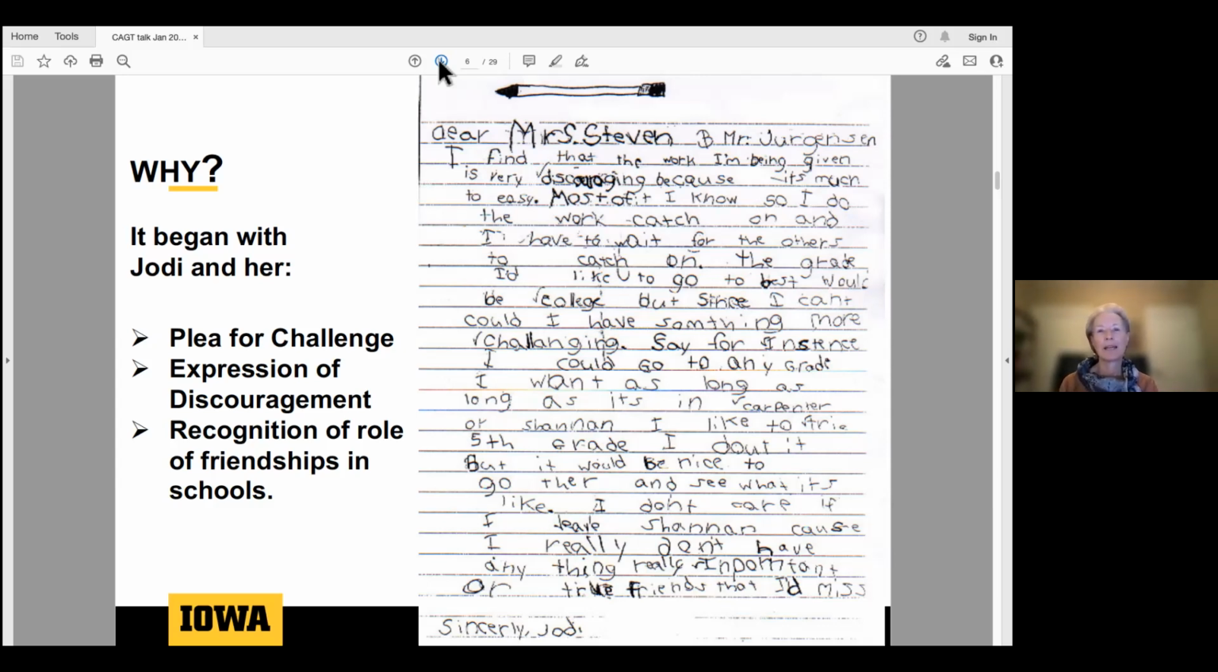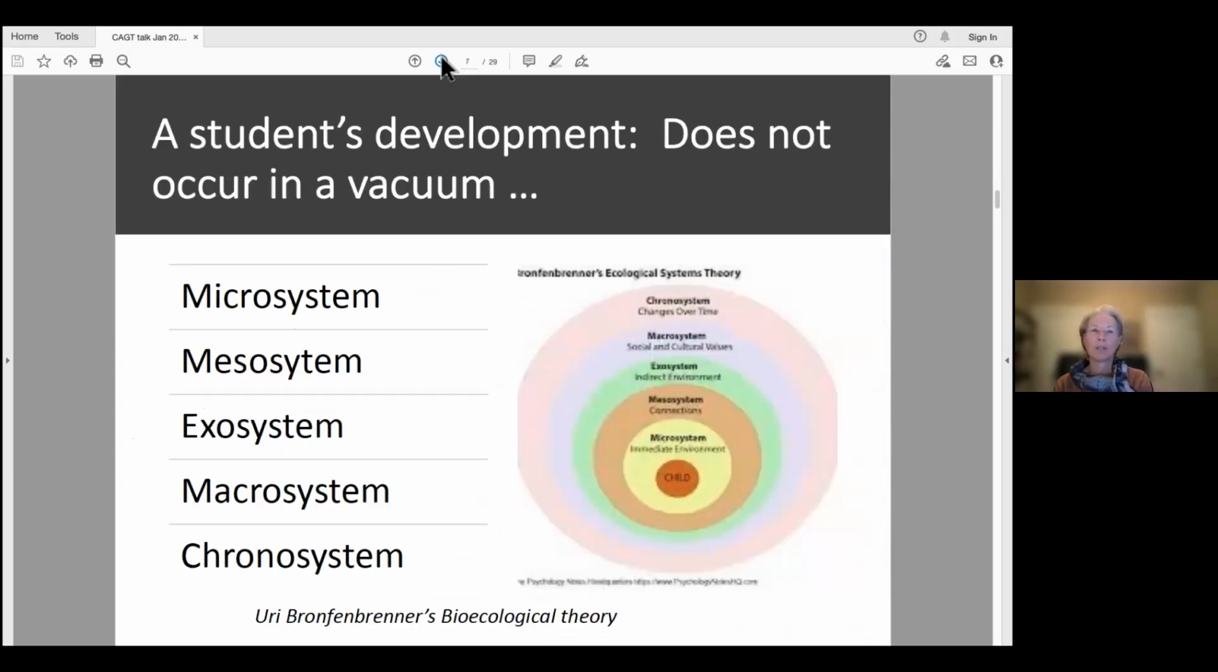What you hear in this letter is this child's plea for challenge, an expression of discouragement, and a recognition of the role of friendships in schools. So when I think about children like Jody, and this was a long time ago, she's now in her 40s. She actually was accelerated. It had a happy ending, and she ended up being further accelerated in college. She actually ended up getting her doctorate in nursing and is a faculty member in the School of Nursing.